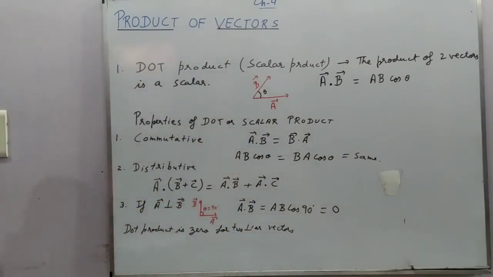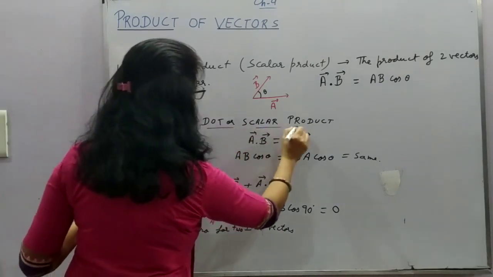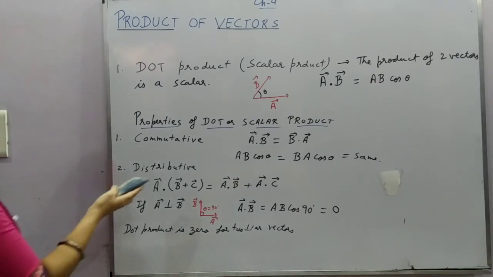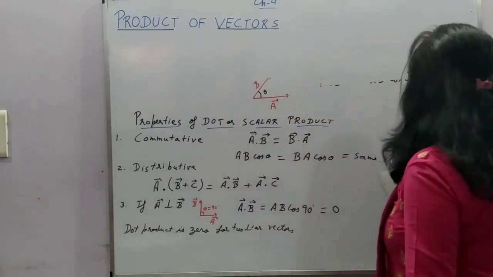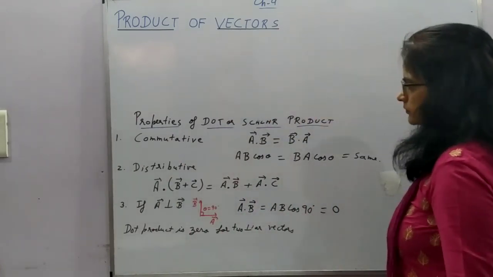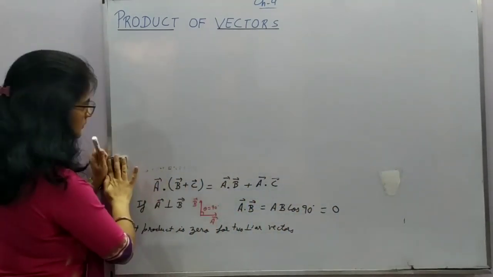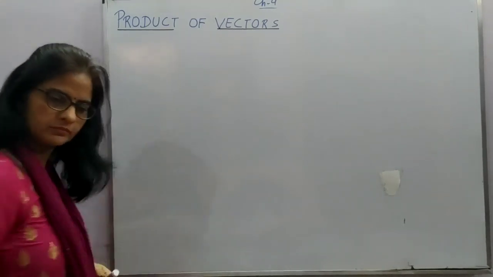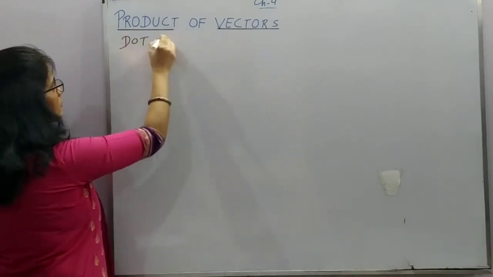Right? Similarly, I can write the fourth property as well. So this is about the basic properties. I am rubbing the board to write the next properties. So let's write the fourth property of dot product. I am talking about dot product or scalar product.